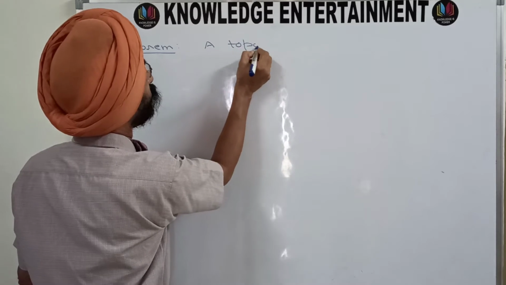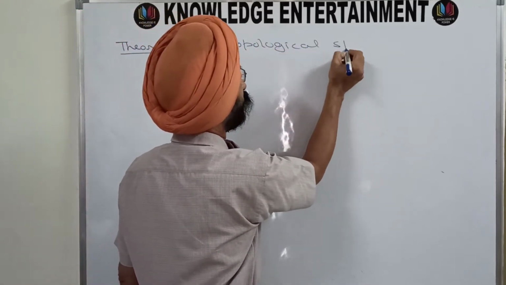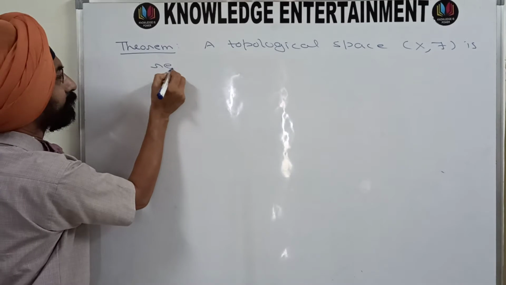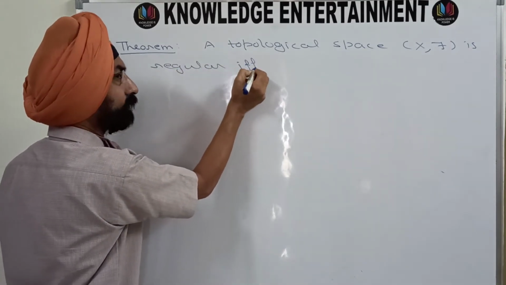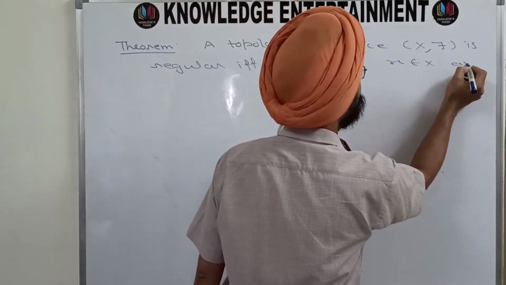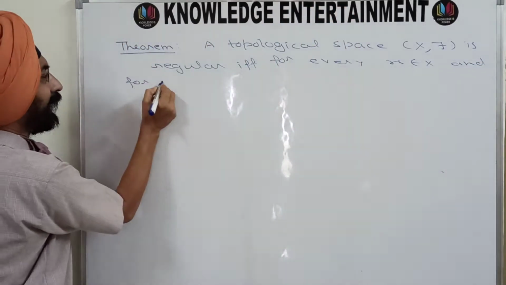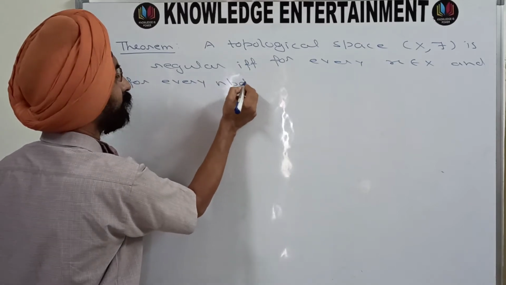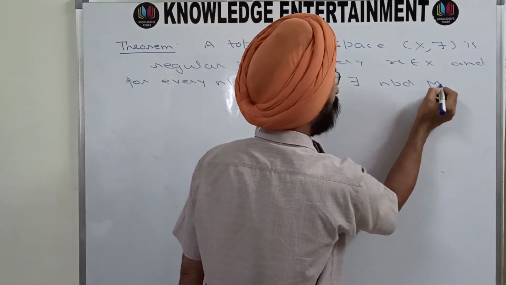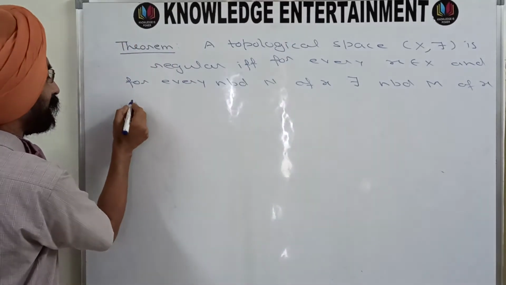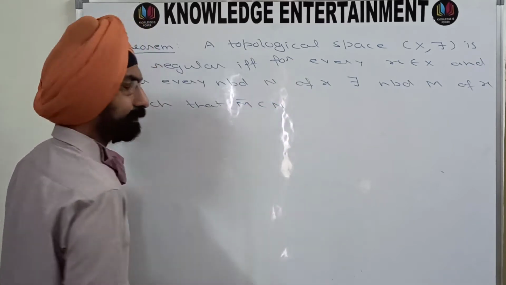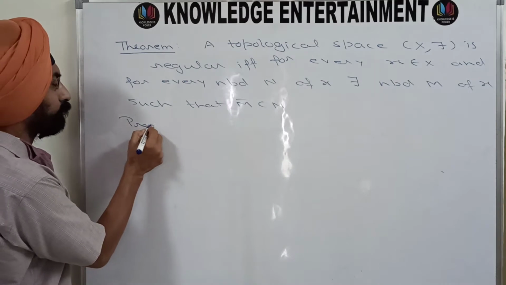A topological space (X, τ) is regular if and only if for every point x belonging to X and for every neighborhood N of the point x there exists a neighborhood M of the point x such that M bar is a subset of N. So this is the theorem, and now we will move on to the proof.